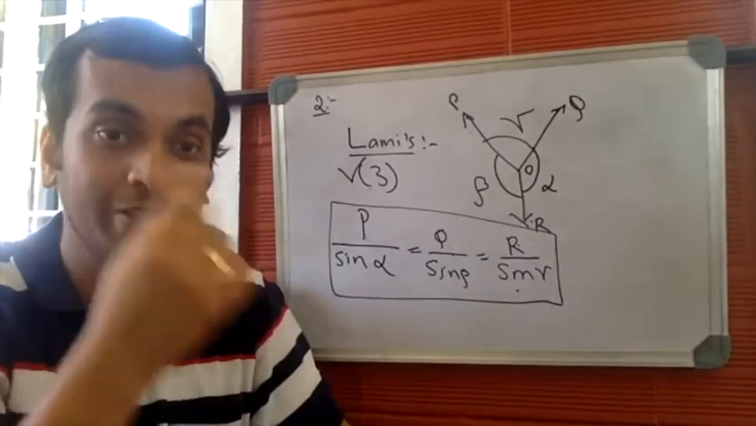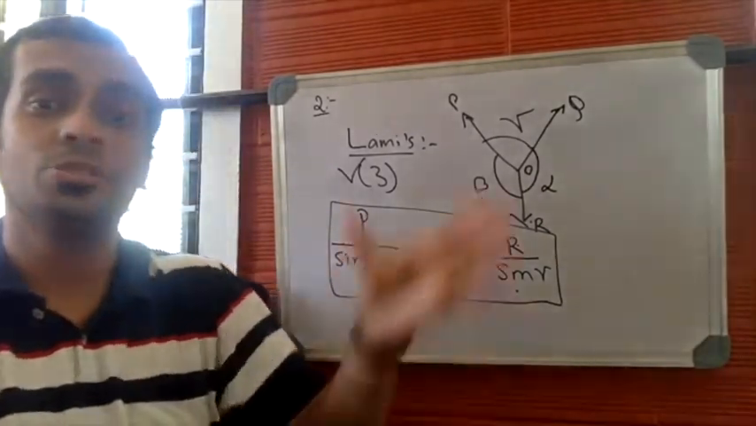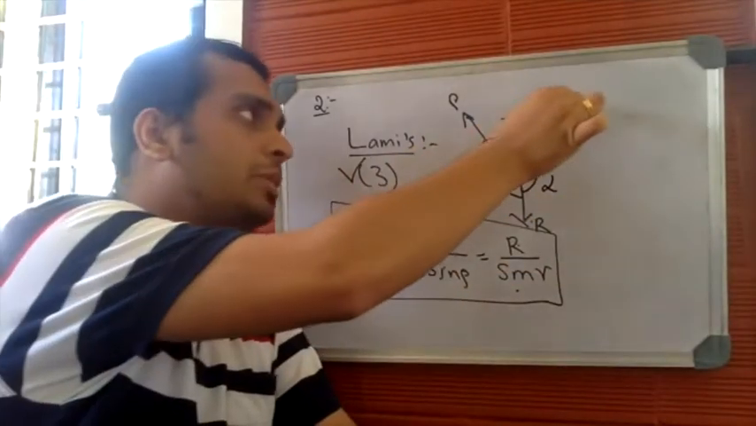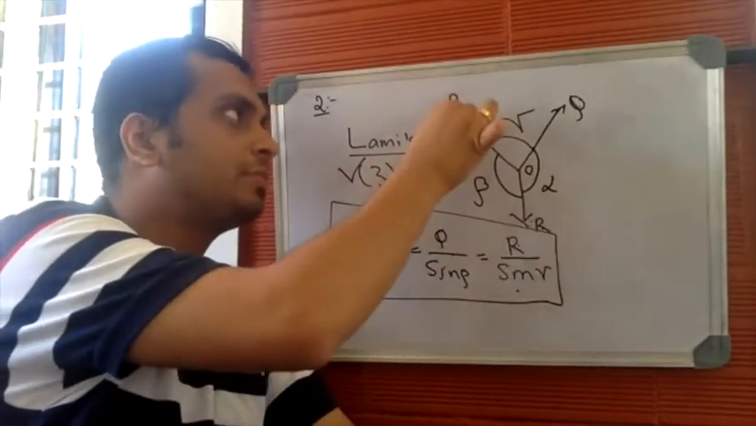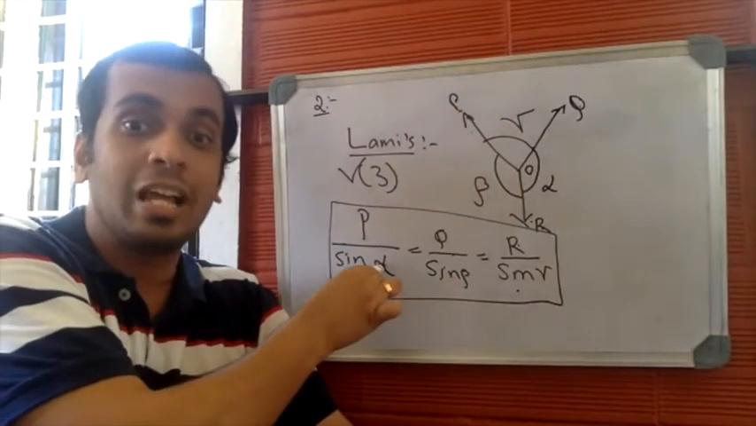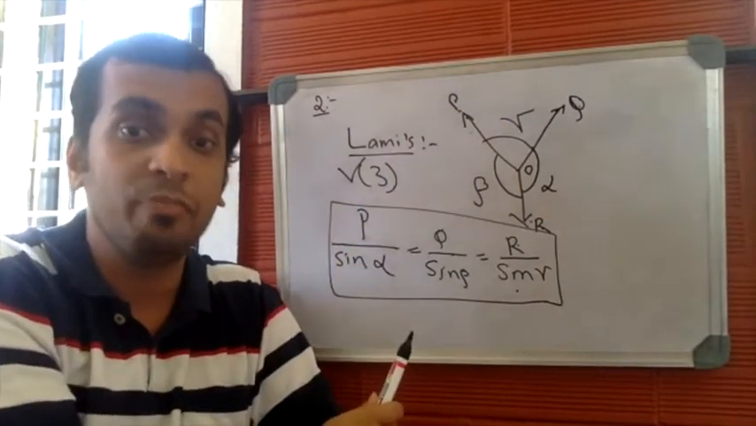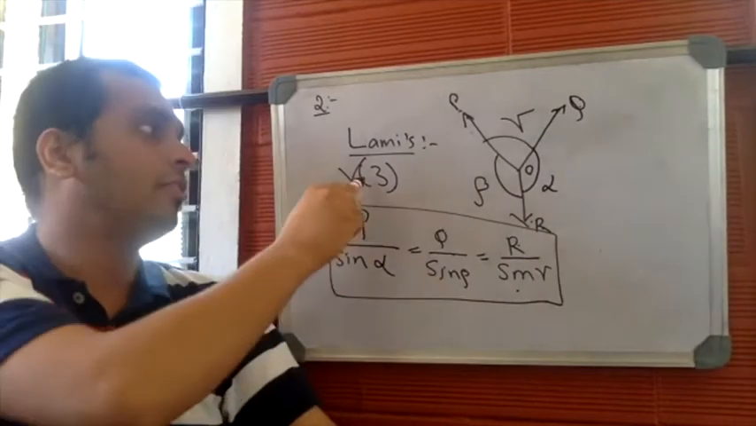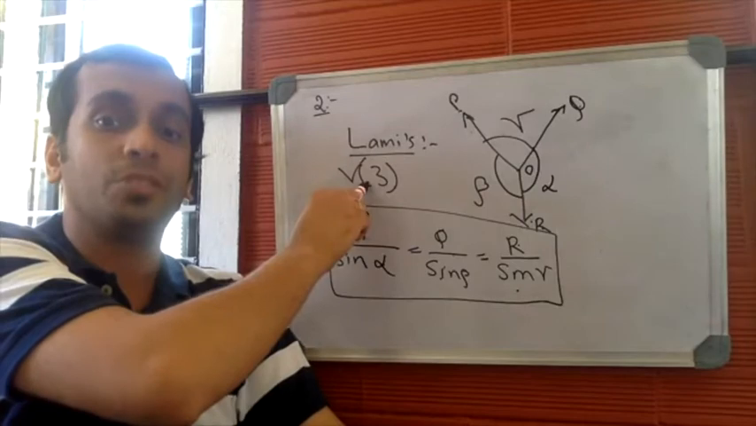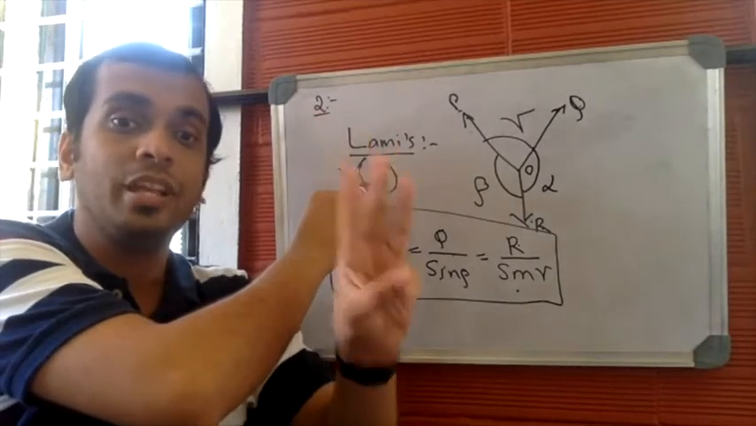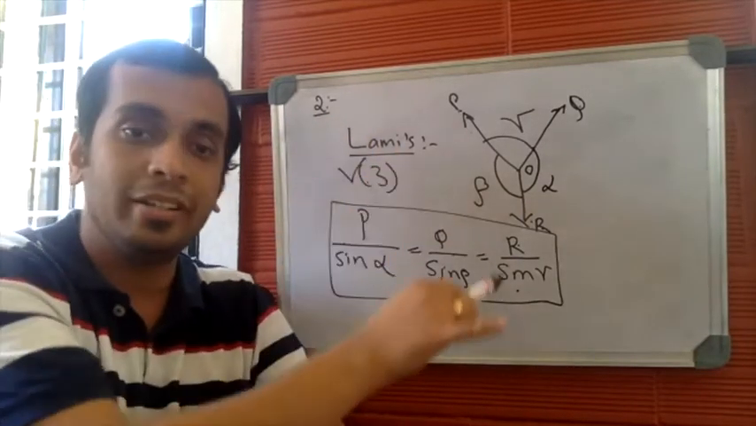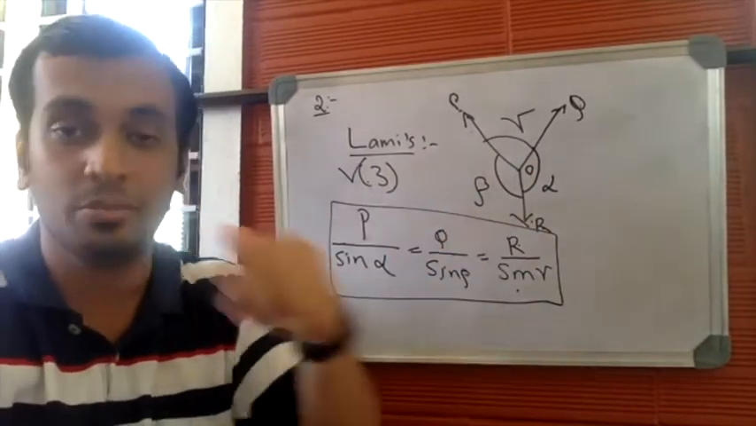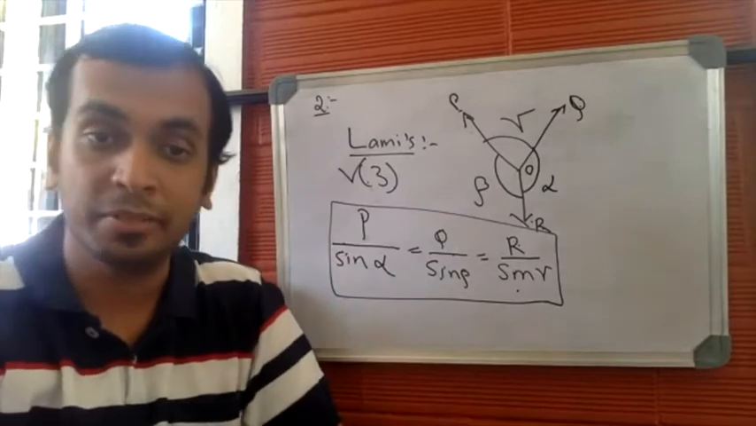Hope this is clear. This particular theorem is very, very important. The application of this theorem is to find unknown forces. For example, if you know the magnitudes of Q and R and you want the magnitude of P, you can use Lami's theorem and very easily find it. It can be applied for a system of three concurrent forces, and the body should be under equilibrium.